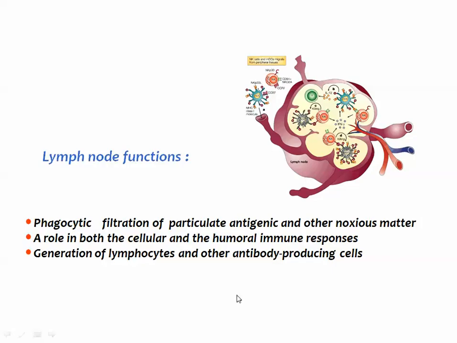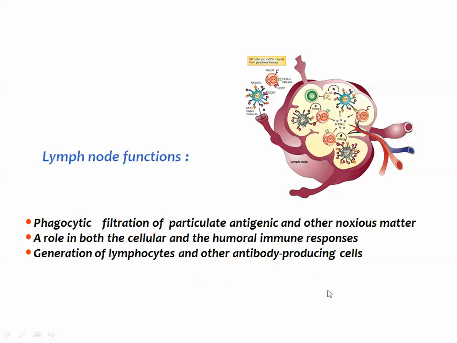Lymph node functions are quite variable, and we have the phagocytic filtration of particulate, antigenic, and other noxious matter. Also, lymph nodes have a role in the cellular and the humoral immune responses, and also in the generation of lymphocytes and other antibody producing cells.